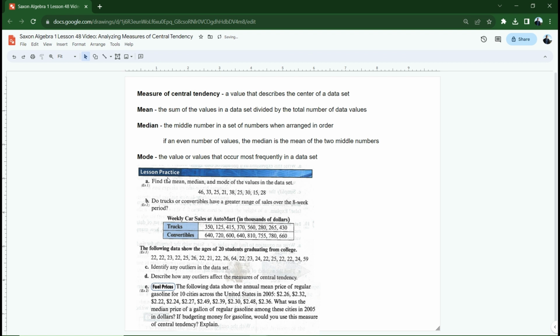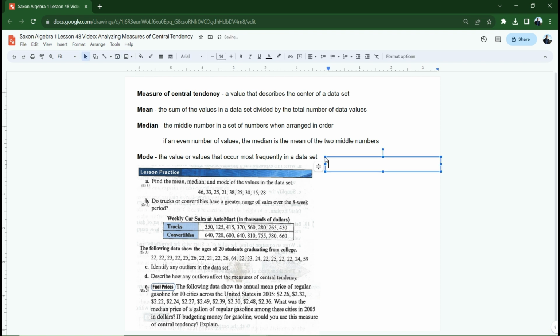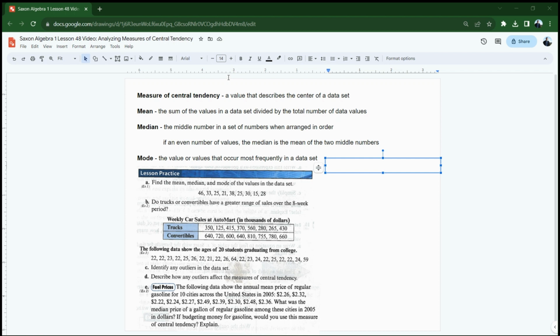Now, all right, let's give this some practice. Letter A, find the mean, median, and mode of the values in the data set. Well, mean is the one that's the most straightforward. I'm going to have to calculate this by adding together all of the numbers. So I've got a calculator here, and I'm going to add together all of the numbers in this data set. 46 plus 33 plus 25 plus 21 plus 38 plus 25 plus 30 plus 15 plus 28.